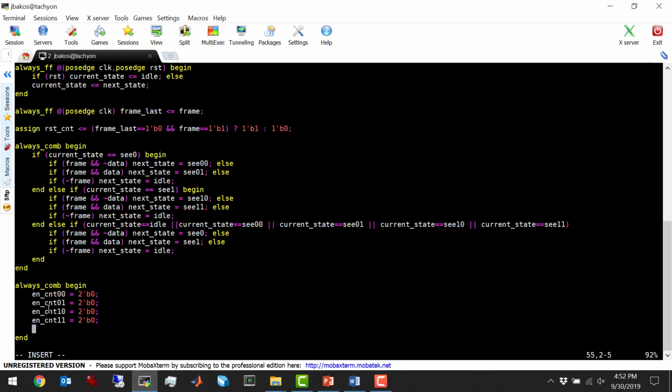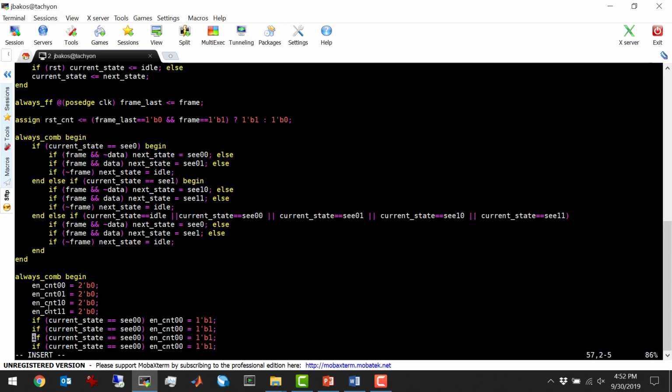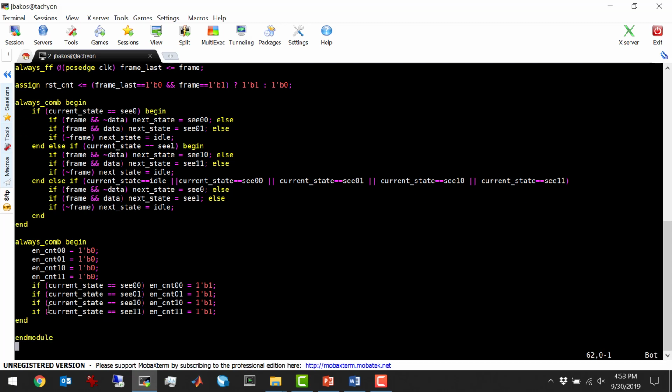But if current state equals C00, then I'll set enable count 00 to be 1. Why are your enable bits 2 bits? The enables are, oh, sorry, you're right. They shouldn't be. It should be 1 bit. Thank you. Okay, and then I'll take care of the other 3. All right, there's my output logic. I think we're done.